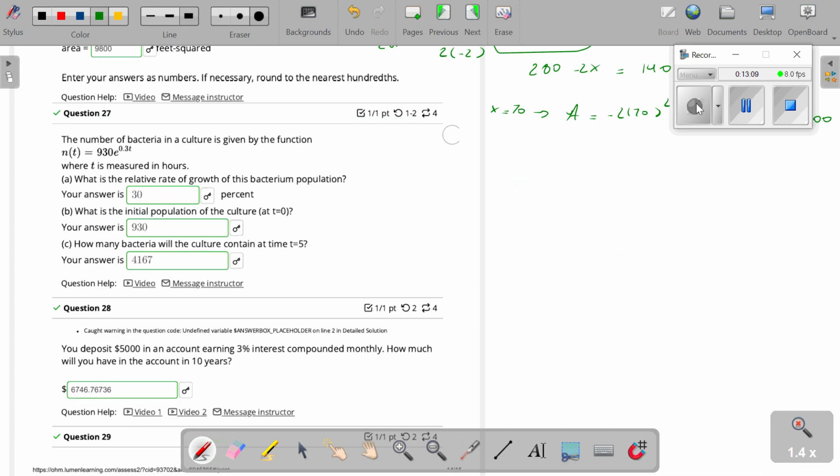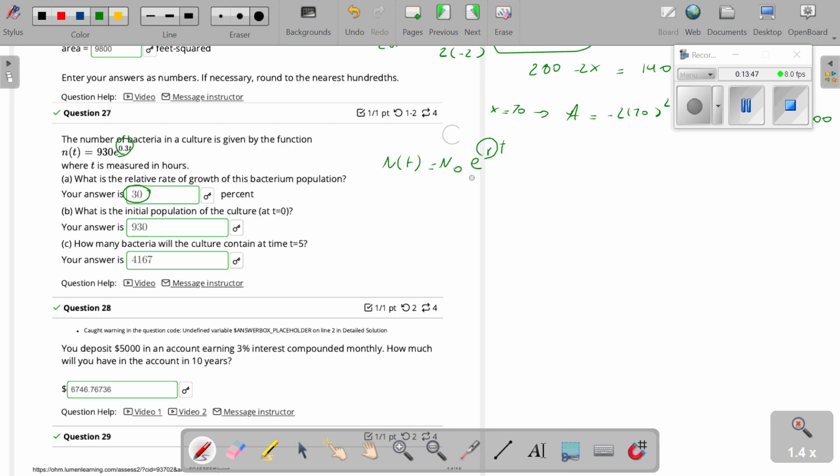Okay, next question, 27, says the number of bacteria in a culture is given by this function, where t is measured in hours. The first question is asking, what is the relative rate of growth? We know that this is an exponential growth, and the general formula is N of t equals N0 e to the power of rt. The rate of growth is basically this number, 0.3. That is the r value. So 0.3 means 30%. So we're just going to write 30% here.